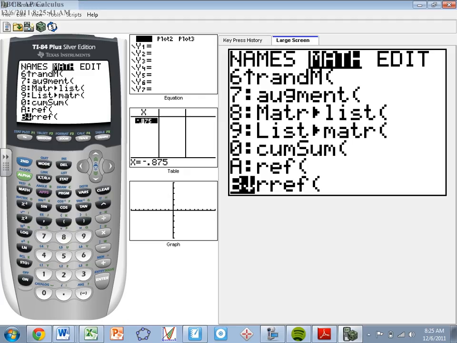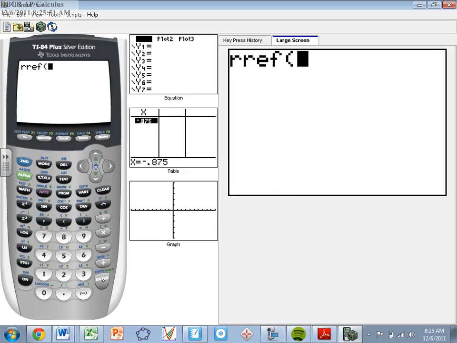Echelon form. And I'll show you what that means in a second. It's fancy words, row reduced echelon form, but it's actually quite simple, and you're going to see it when you see the answer. Press enter. It'll bring that up on your home screen. And then we want to do the row reduced echelon form of the matrix that we just input.